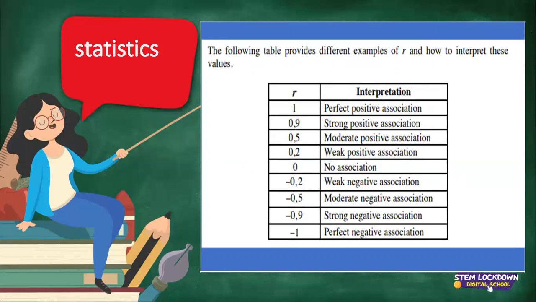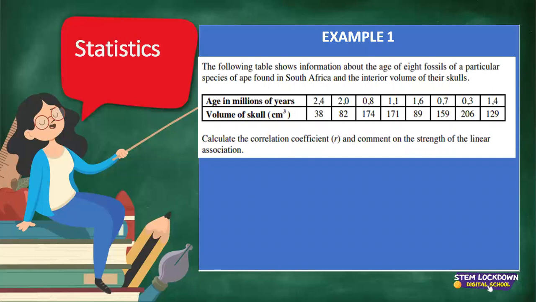Okay. Now let's see an example. The following table shows information about the age of 8 fossils of a particular species of ape found in South Africa and the interior volume of their skull. So this is the age in millions of years, and then the volume of the skull. We have 8 fossils, and the volume of the skull is recorded.